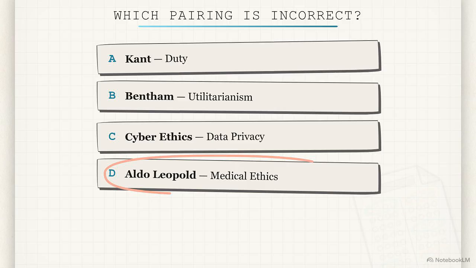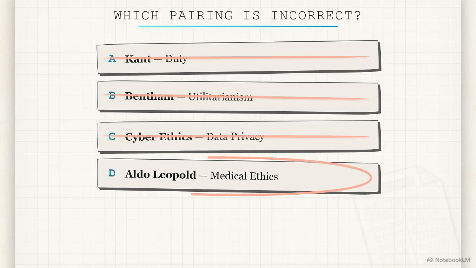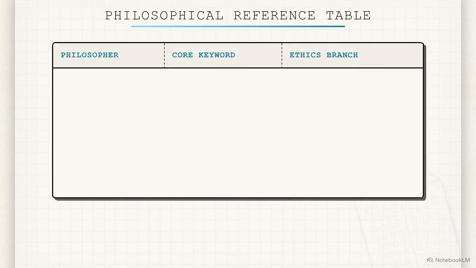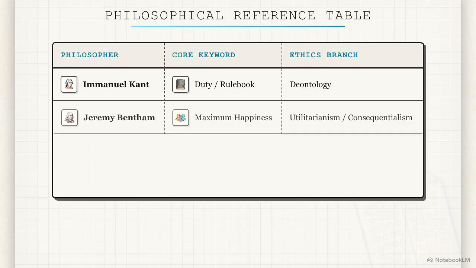Let's test the entire system on a complex matching problem. Looking at this list, which pairing is incorrect? Kant pairs with duty, so A is correct. Bentham pairs with utilitarianism, eliminating B. Cyber ethics relies on data privacy, crossing out C. That leaves option D. Aldo Leopold is the land ethic theorist, making his pairing with medical ethics the definitive mismatch.